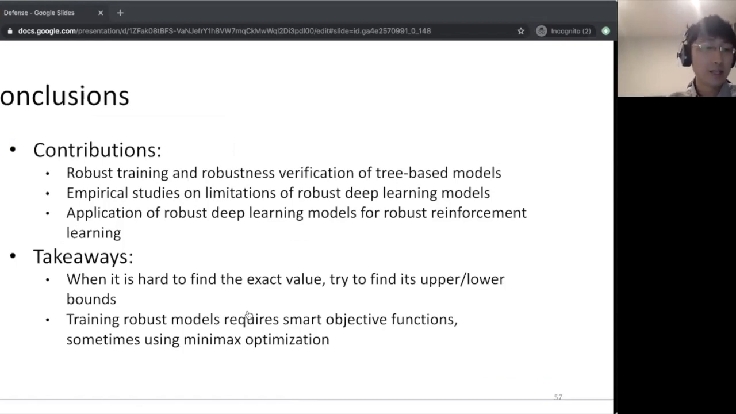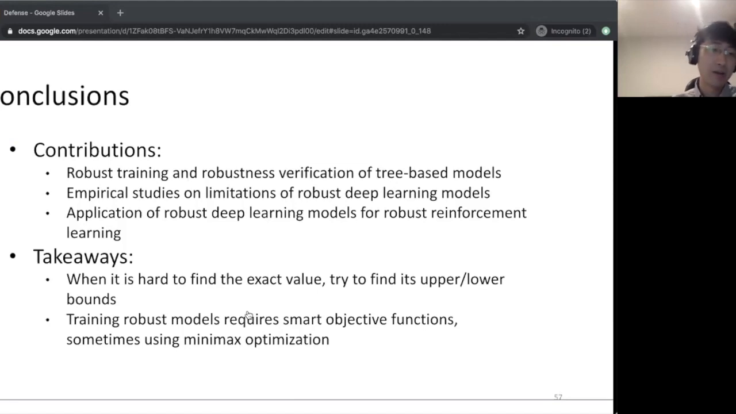As a conclusion, the contributions of this thesis are: we propose robust training and robustness verification for tree-based models. We have some empirical studies on the limitations of robust deep learning models. And finally, we show some applications of robust deep learning models for robust reinforcement learning.